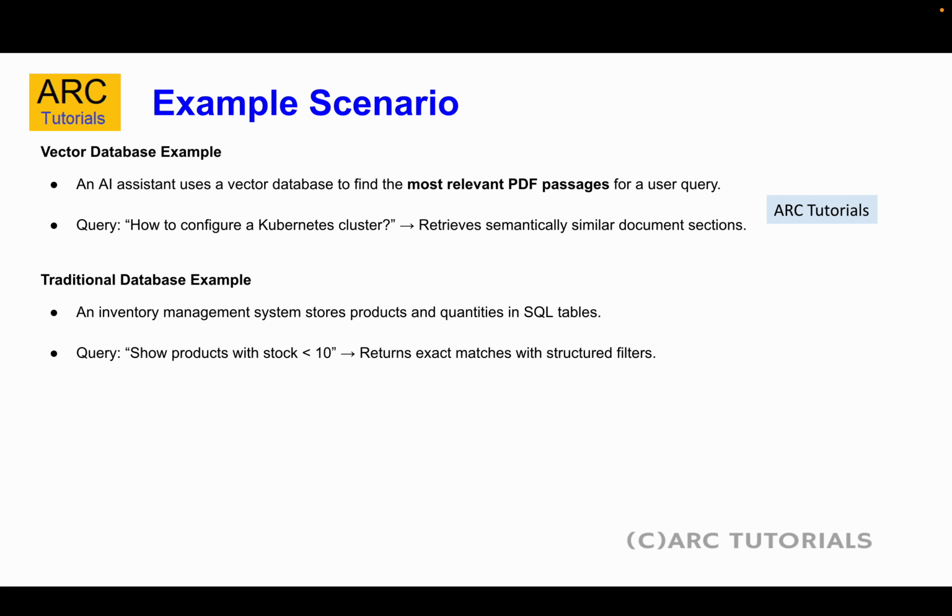For example, an AI assistant uses a vector database to find the most relevant PDF passages for a user query. You can say how to configure a Kubernetes cluster and it would find similar documents which have those sections. That means it's finding similarity here. Whereas in a traditional database, you can search show me products with stock less than 10, and it will give you an exact match. That's the main difference between a vector database and a traditional database.